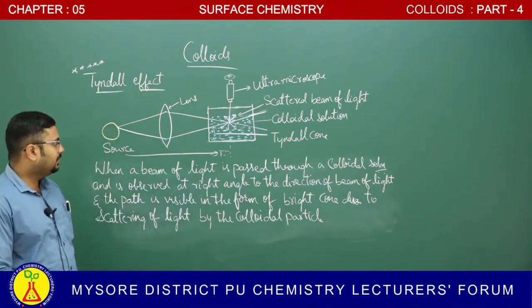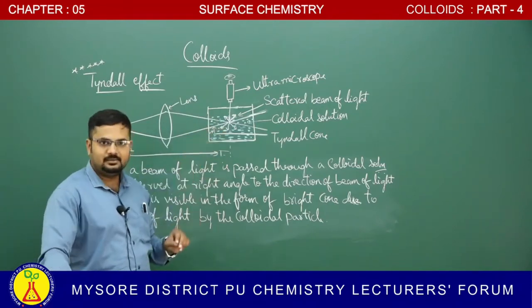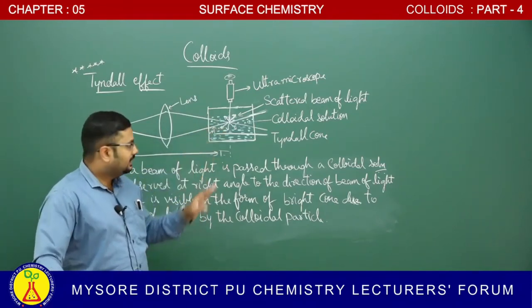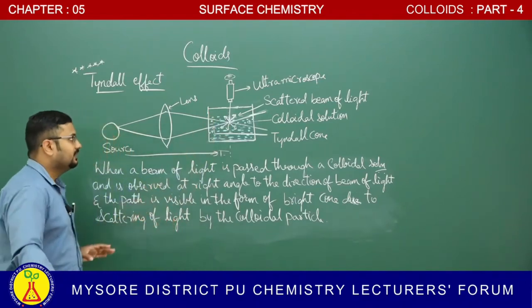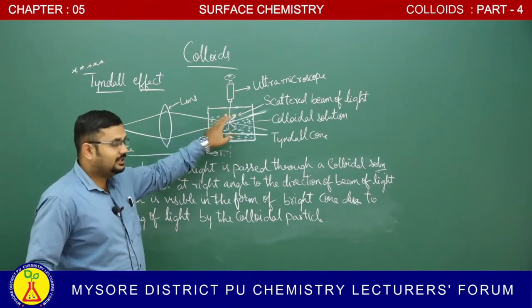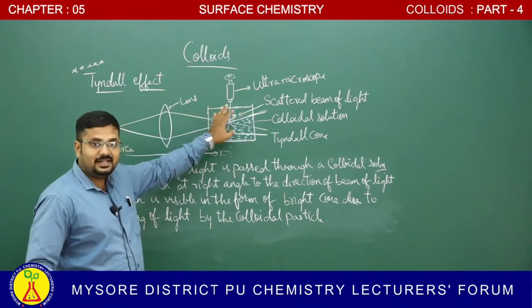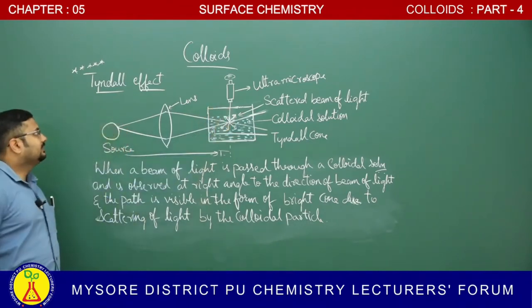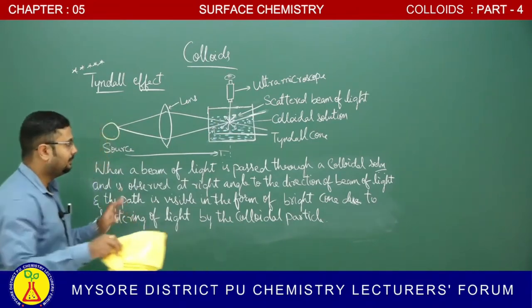Very important: when you see through an ultra microscope, you cannot see the particles, you can only see the scattering of light. This is most important to remember. With the ultra microscope, the particles are not seen, but the scattering of light you can see. Okay, this is about the Tyndall effect. Right, so make a note.